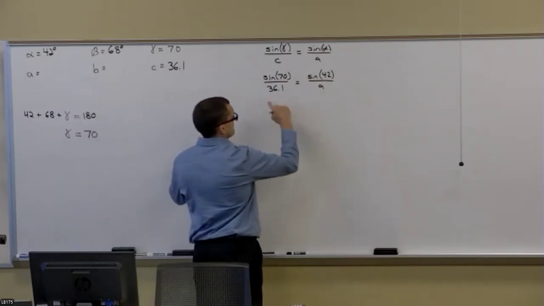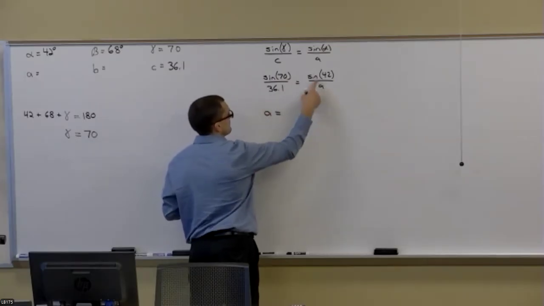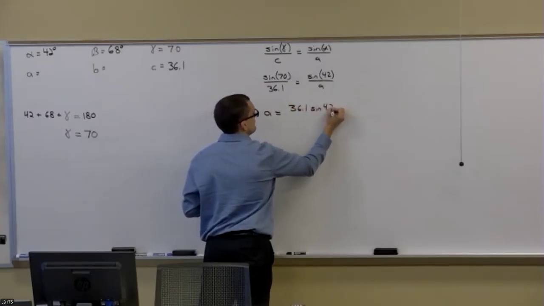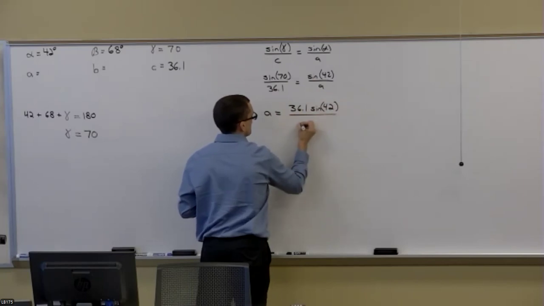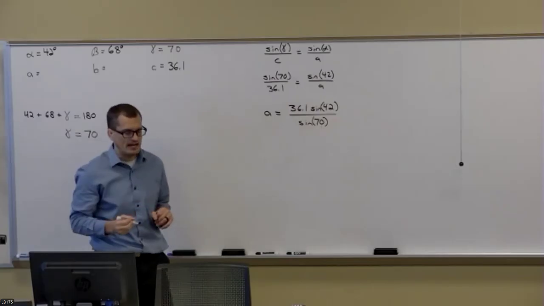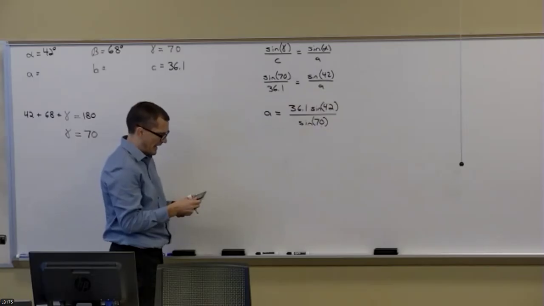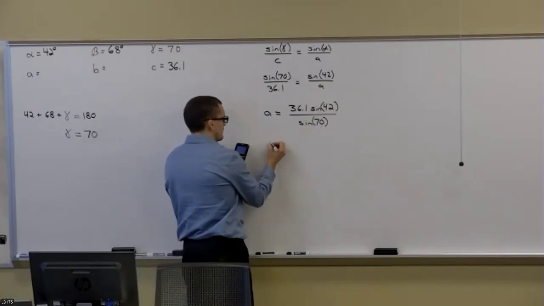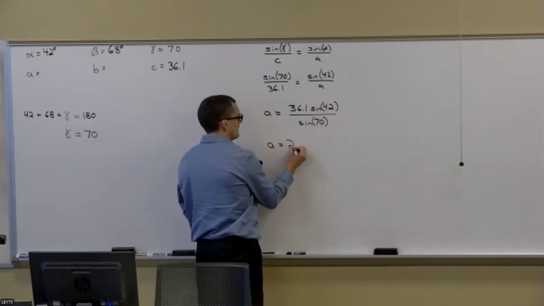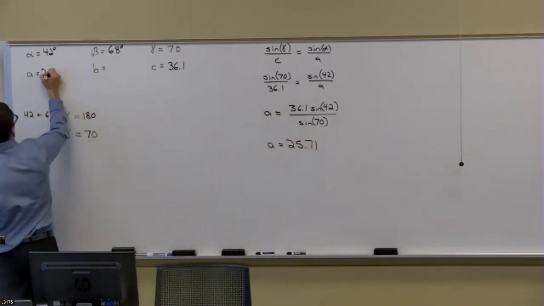Sine 70 over 36.1 is equal to sine of 42 over A. I'm going to do all of the moving around. A is going to be equal to 36.1 times the sine of 42 divided by the sine of 70. Okay, that's after steps there. And when I did that, I ended up with an A value of 25.71. So that's the value of A.